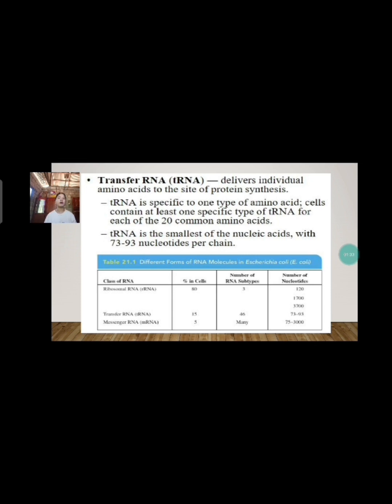For the transfer RNA, or tRNA, we have 1.5% in cells. Number of RNA subtypes, we have 46. Number of nucleotides, we have 73 to 93. And for the messenger RNA, or mRNA, we have 5%. The number of RNA subtypes is many. Number of nucleotides, we have 75 to 3,000.